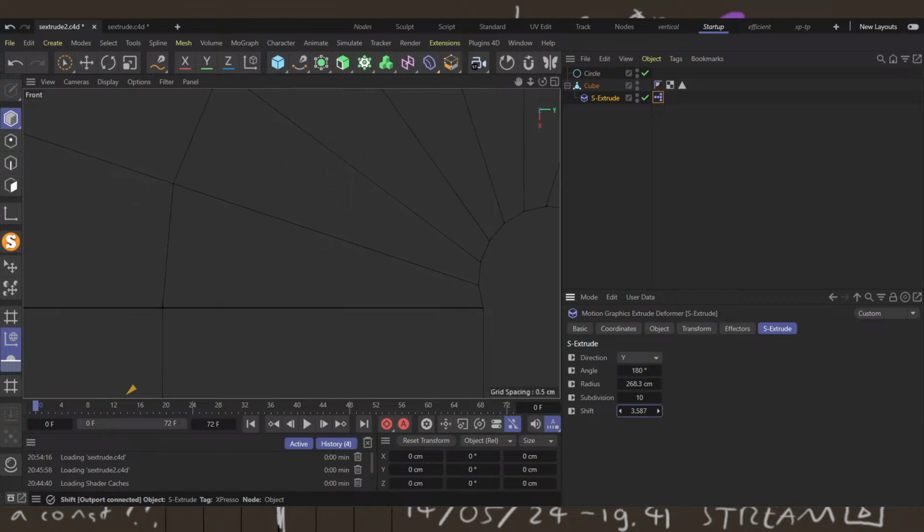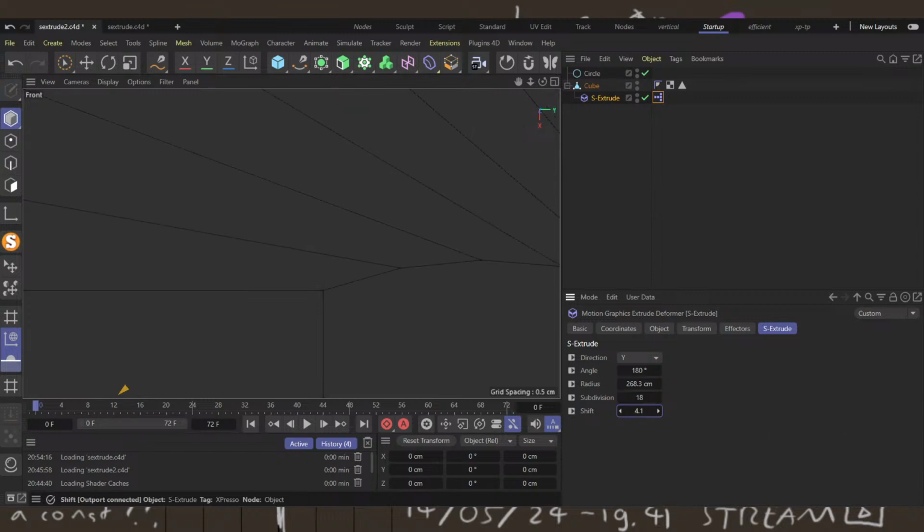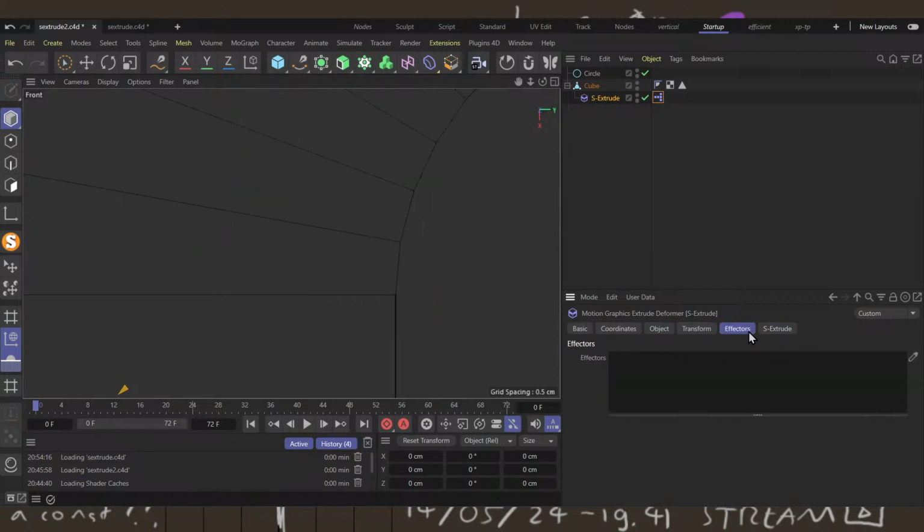Okay, let's shift this until there. Should be half of it, right? I don't know, man. Let's make this 18. So we get a better perspective of what's going on. Okay. So now it's 10 degrees. So this should be about 5 degrees.